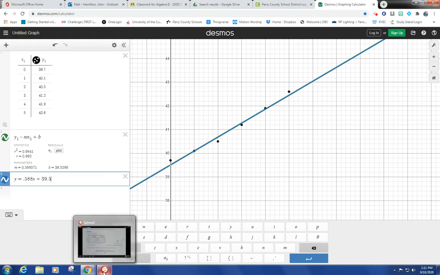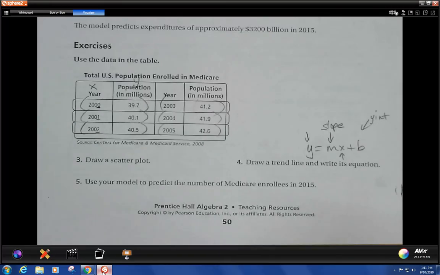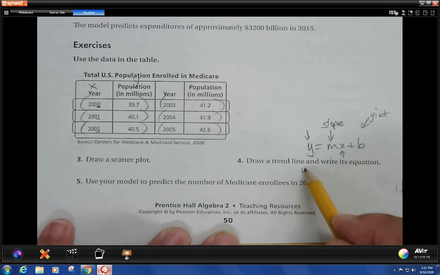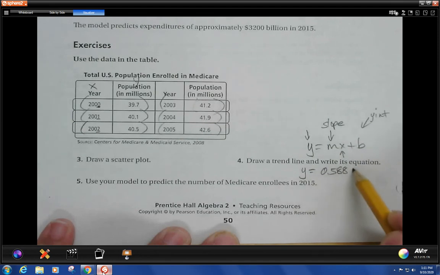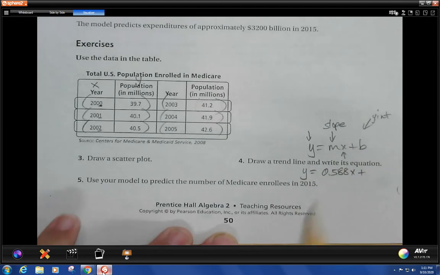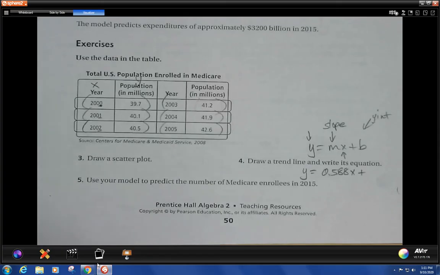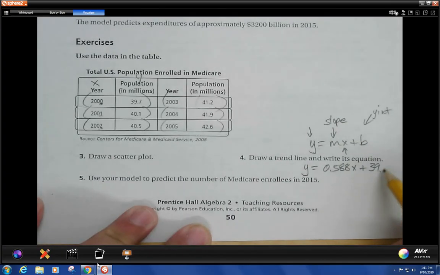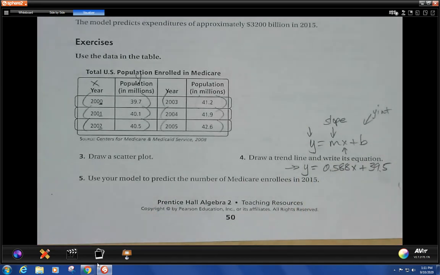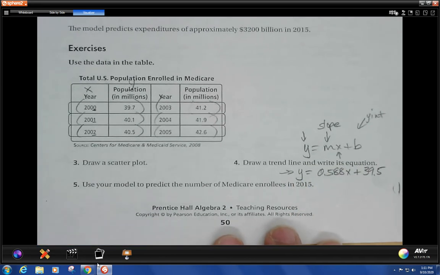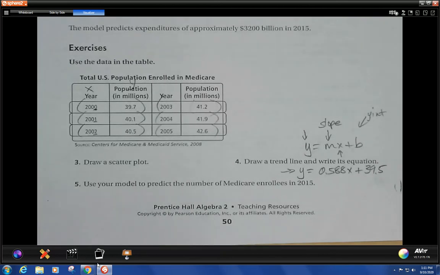So when we go back over here to this part where it says write its equation, it would be y equals 0.588x plus, let's go back and look at that again real quick, y equals 0.588x plus 39.5. And there is my equation right there. Okay? Now you say, why is that important for the last part? So the last part says this.